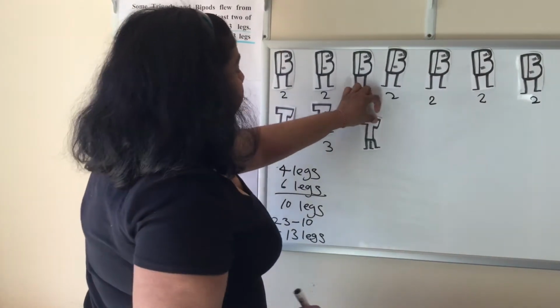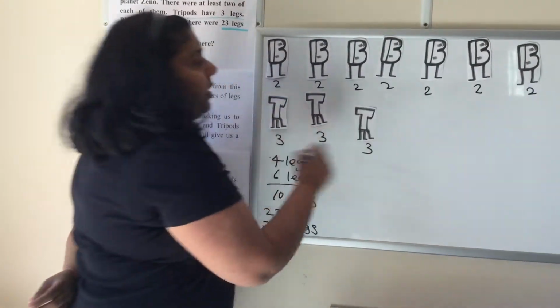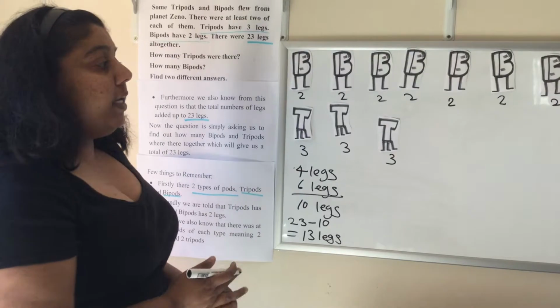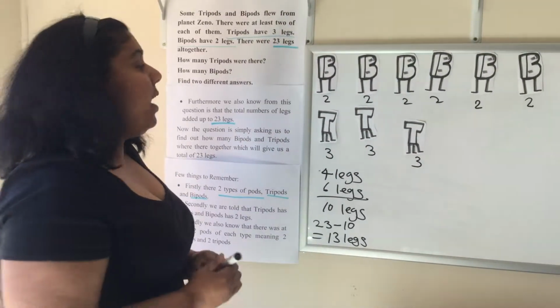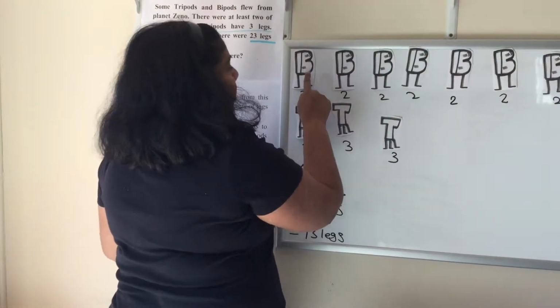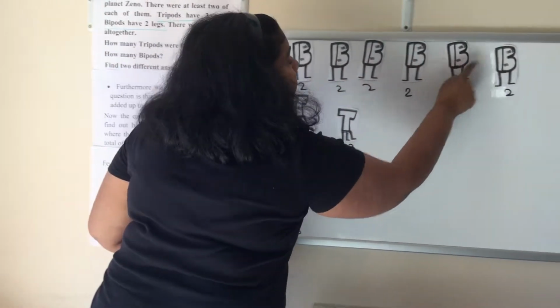So let's see, if we add up another 3 here, we will get a total of 23 legs. So let's now go back and check if we are right. So we have a total of how many bipods? 1, 2, 3, 4, 5, 6, 7.